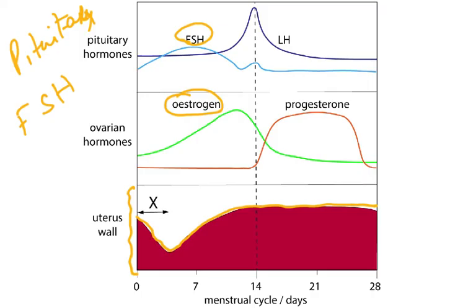Estrogen is produced by the ovary and it causes the repair of the lining of the uterus. So the target organ is the lining of the uterus. So estrogen and FSH are also needed for the development of the follicle. The estrogen is needed for the repair of the lining of the uterus.